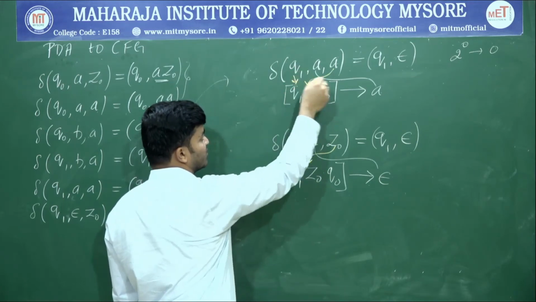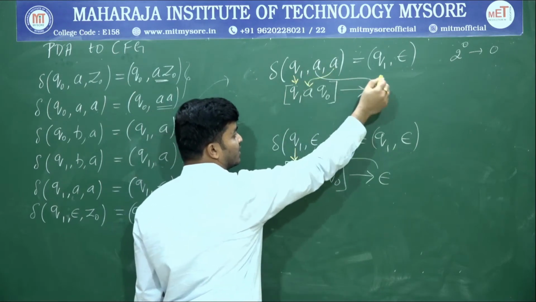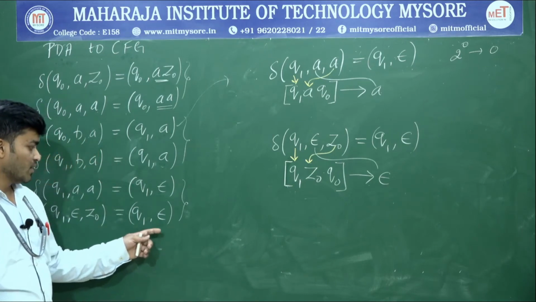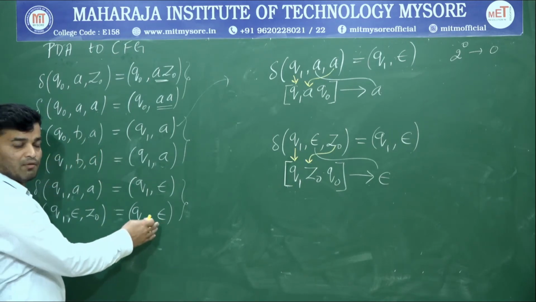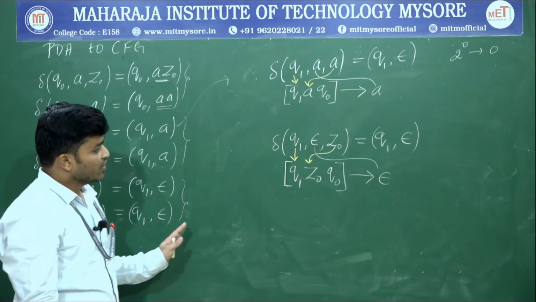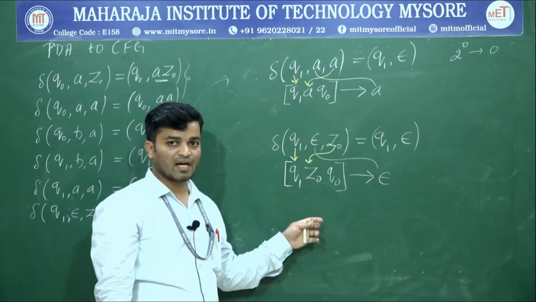First you write this Q1 as it is. Next A. If it is Q1, I have to write Q naught. Next you write that A after the arrow. That's it. This rule I have to apply if there is an epsilon in the right hand side of the given transition function. In this way I have to convert the given PDA into context free grammar.